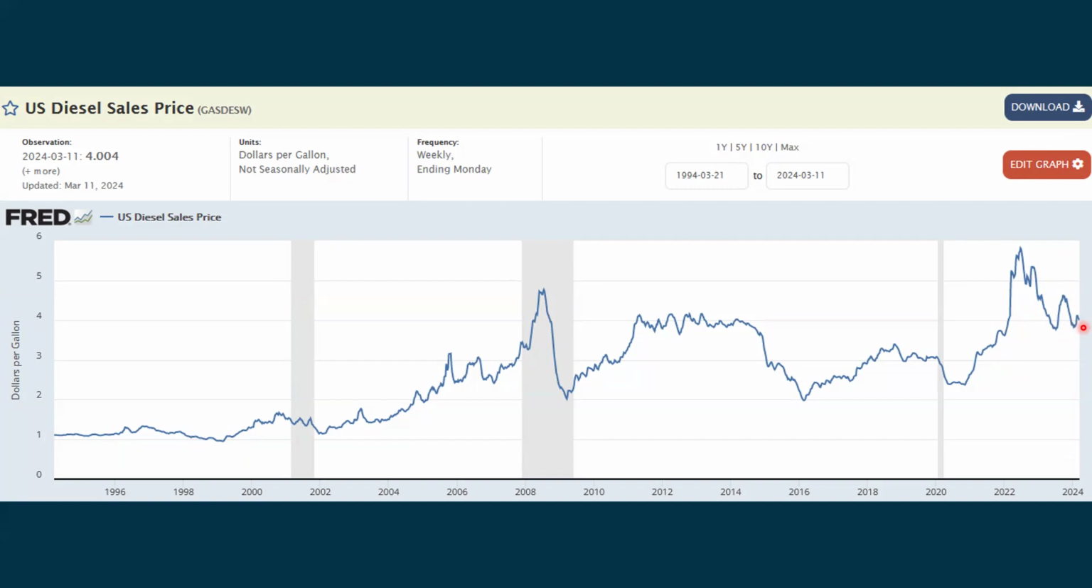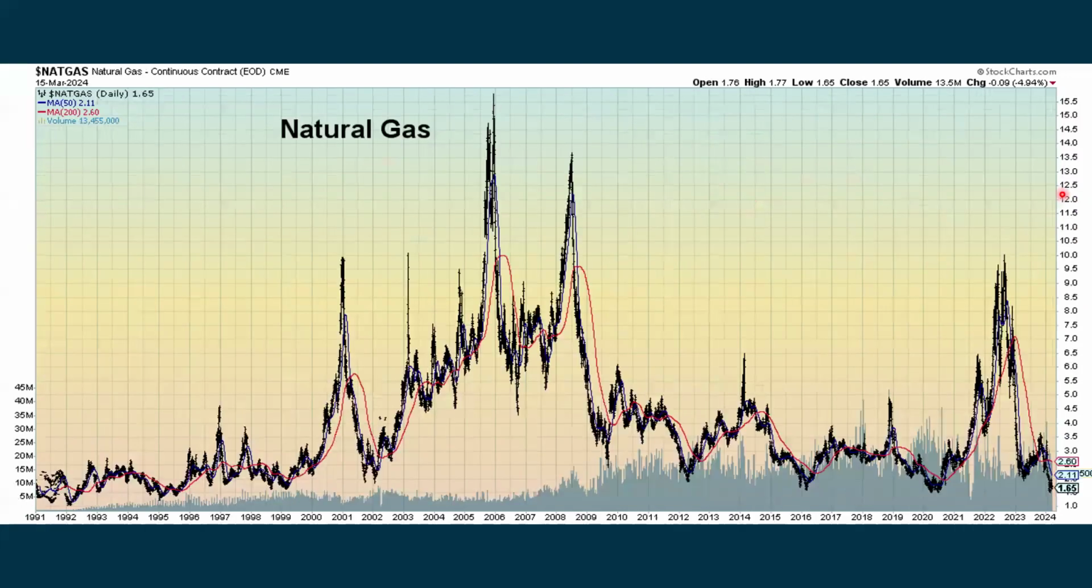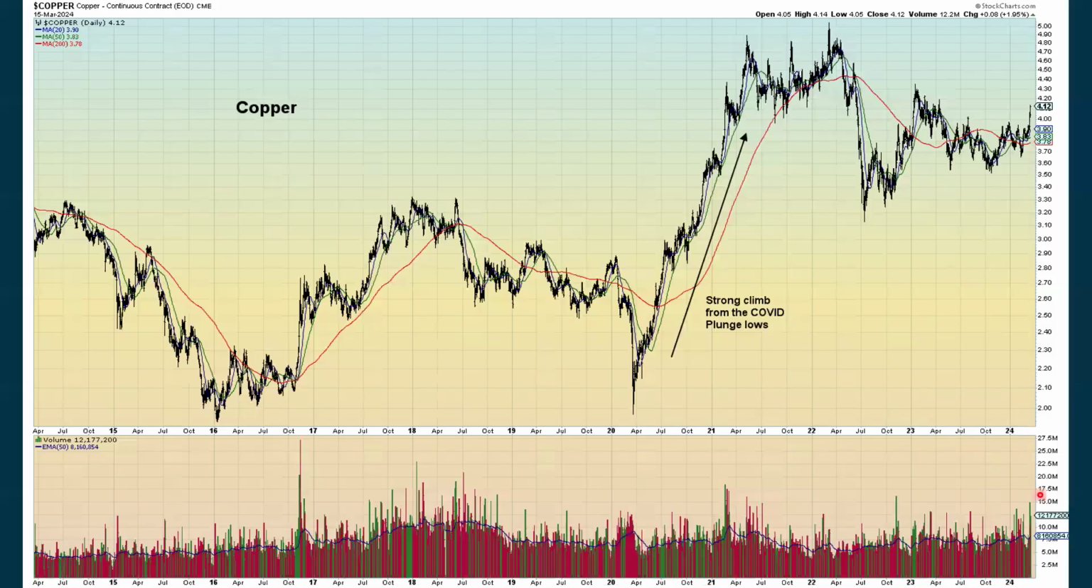And this is what does it cost for trains and big trucks that ship products all over. When the price of diesel goes up, it costs them more money, and that can also be inflationary. Heating oil has still been coming down as we start to come into the spring months. Natural gas has also really been declining lately in a downtrend.